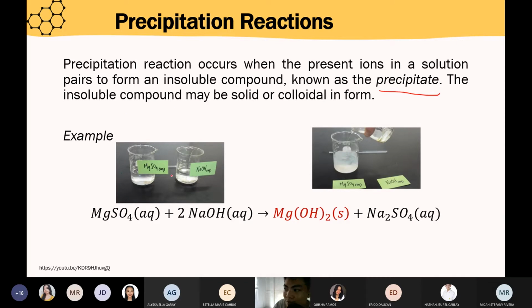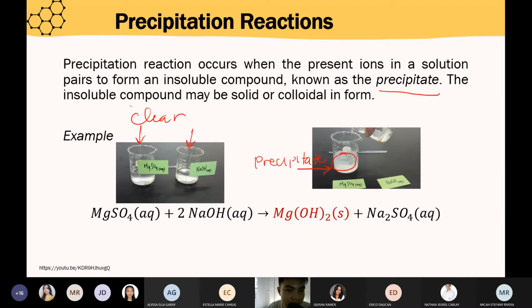So, to give you an idea, these are two solutions of magnesium sulfate and sodium hydroxide. But when you combine them, it turns into a cloudy solution. Ito parehas siyang clear. Yung white doon, that is just a reflection of light. Parehas siyang clear. However, when you mix them, look at what happened, no? Nagbago yung kulay. Naging white siya. Yung white na yon, that is the precipitate.